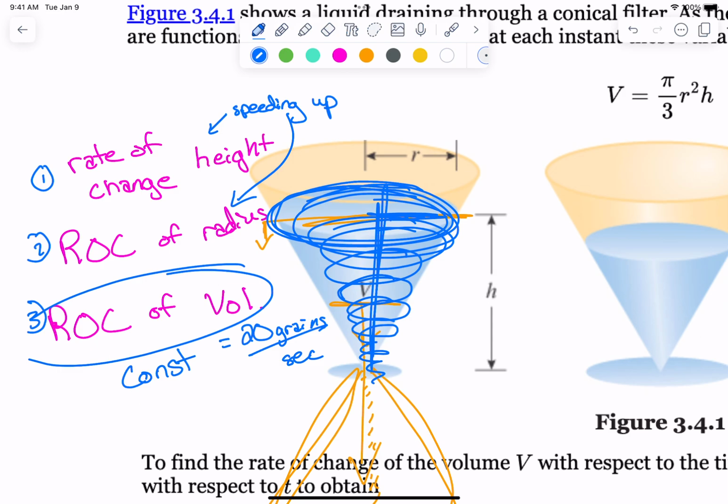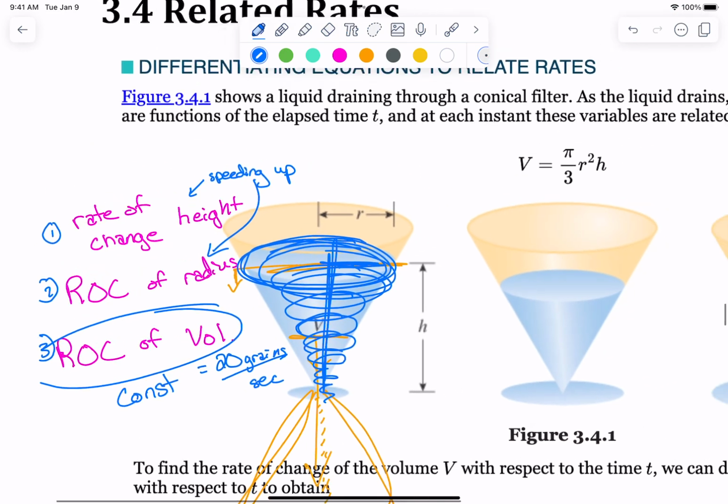Does that make sense? Do you see what I'm saying when I'm saying rate of change of the height, how the height is increasing, decreasing in this case? It looks like it's speeding up as it gets closer to the funnel, or to the tip of the funnel, okay? So that's what we're looking at happening.